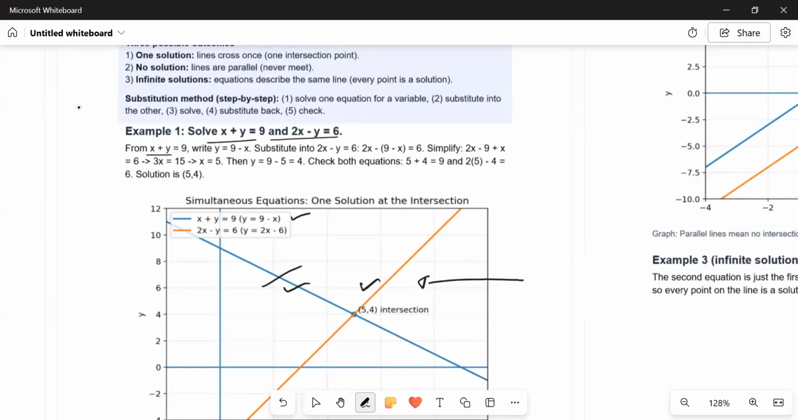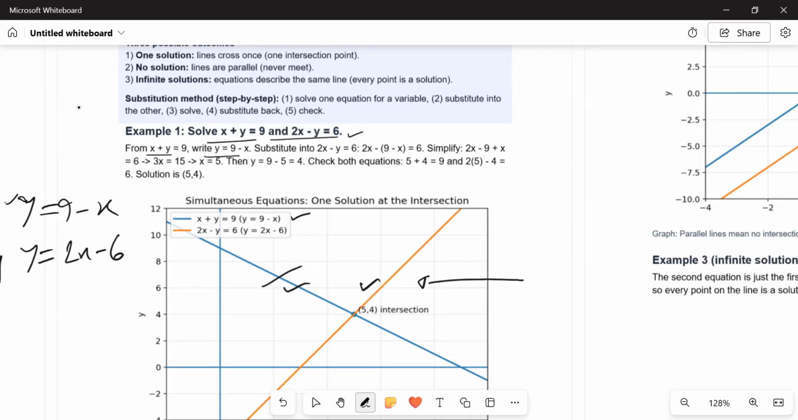First equation, we want to format it in such a way that y is on one side and the others are on the other side, as I've told you guys. Let me just write it here. y is equal to 9 minus x, and the other one, sorry, it will be y is equal to 2x minus 6.